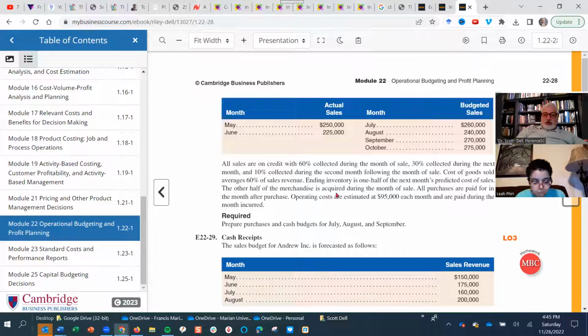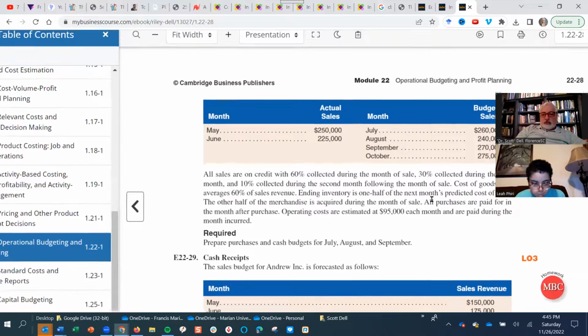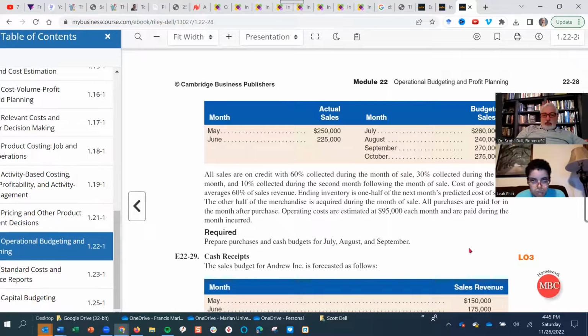The other half of the merchandise is acquired during the month of the sale. All purchases are paid in the month after purchase. Operating costs are estimated at $95,000 a month and are paid during the month incurred. So we want to prepare a cash budget for July, August, and September. All right, so what do we first need to do? Well, we want to project the actual sales and the cost of goods sold.